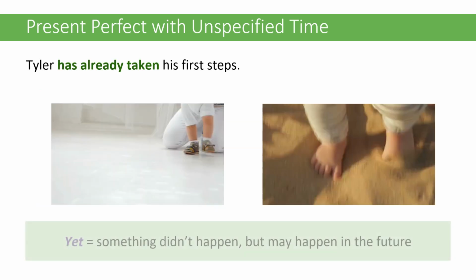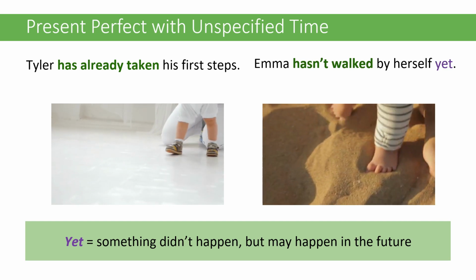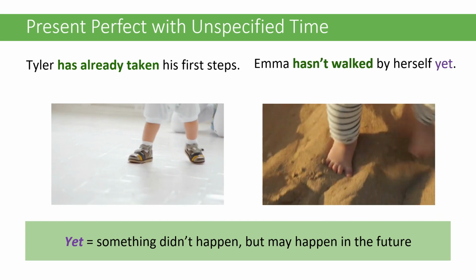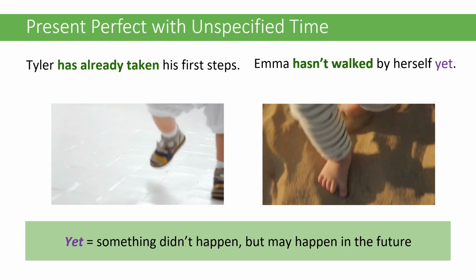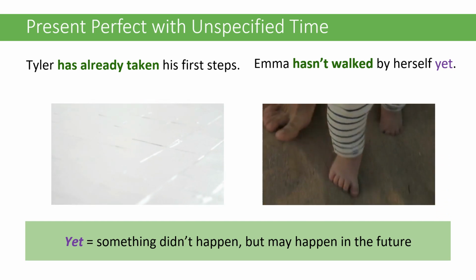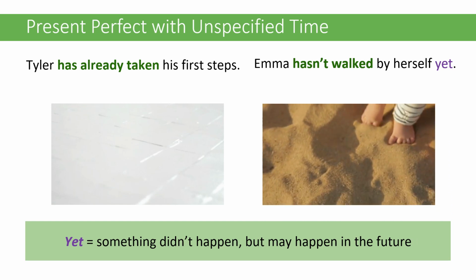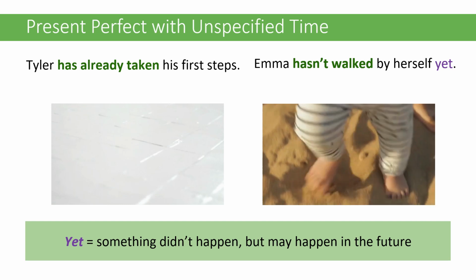So use already to show something that happened before this time. Tyler has already taken his first steps. Use yet to show something that did not happen before now, but it may happen in the future. Emma hasn't walked by herself yet, but she may in the future.